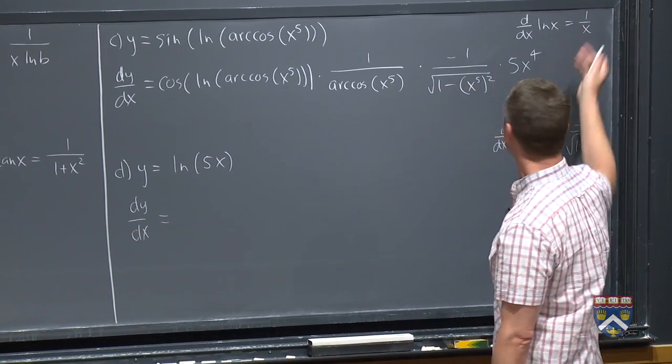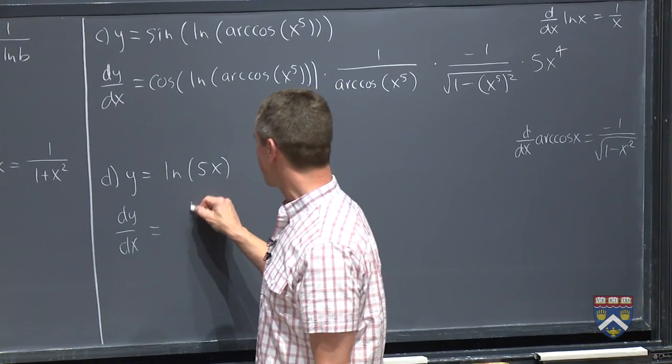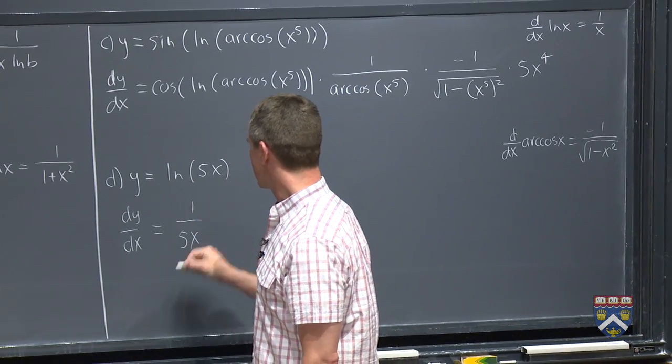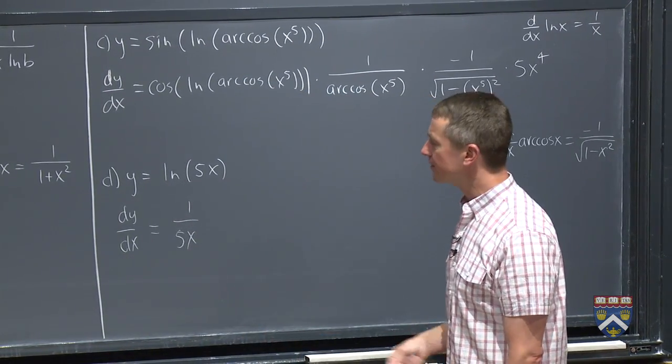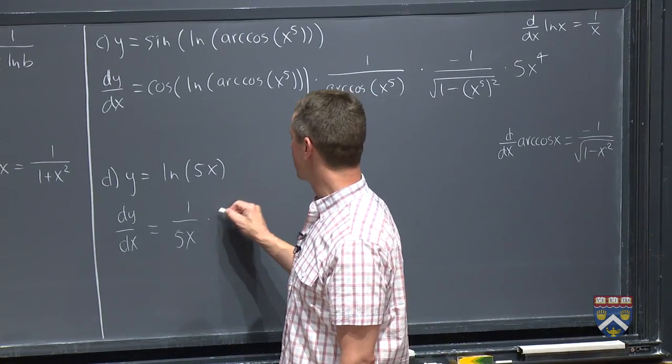So by our rule here, the derivative of ln of something should be 1 over the very same something. And then the chain rule says take the derivative of the inside. The derivative of 5x is 5.